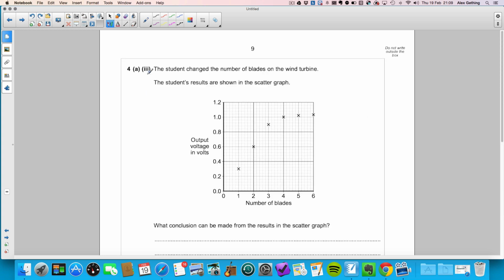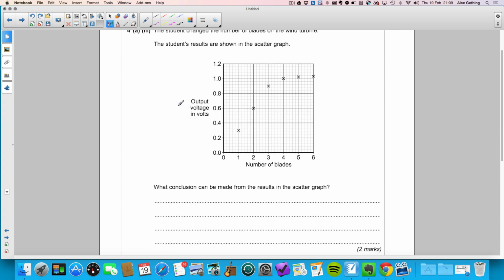4a part 3, the student changed the number of blades in the wind turbine. The student's results are shown in the scatter graph. So there's the output voltage in volts, range from 0 to 1.2. There's the number of blades. What conclusion can be made from the results in the scatter graph? So initially we've got as you increase the number of blades, the output voltage also increases. So I will start with that for my first mark.